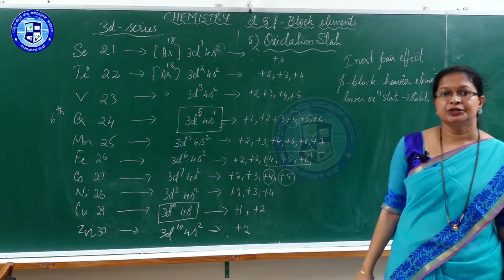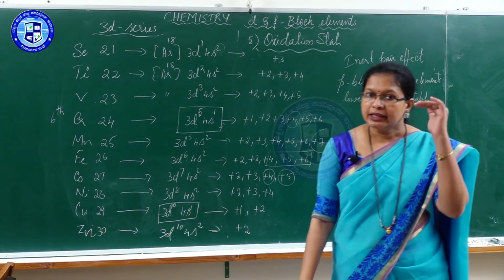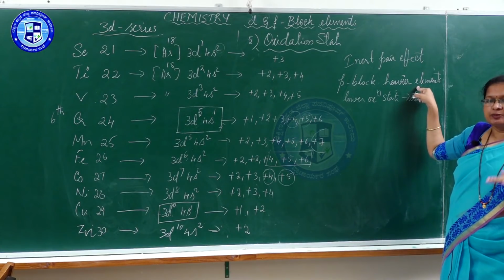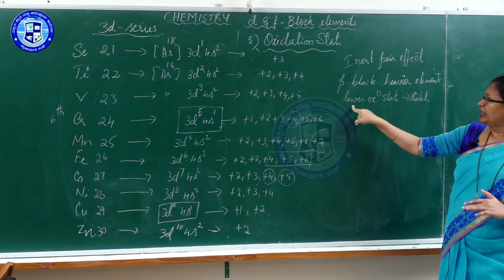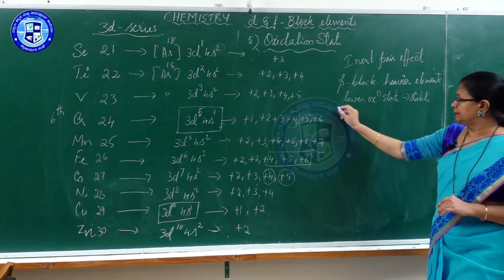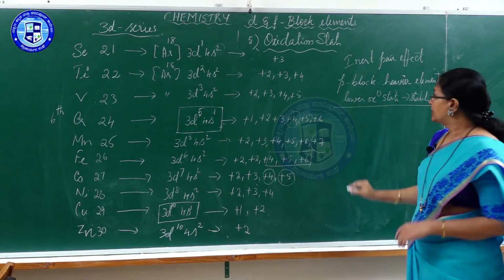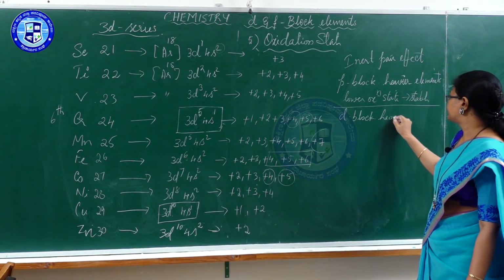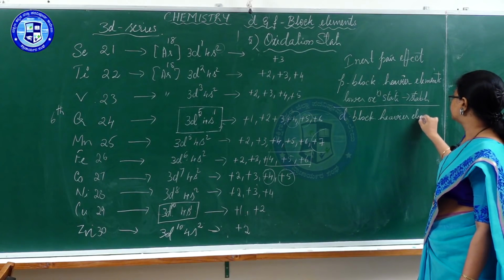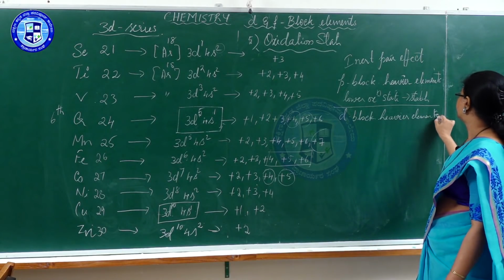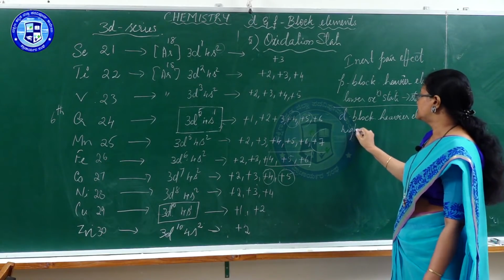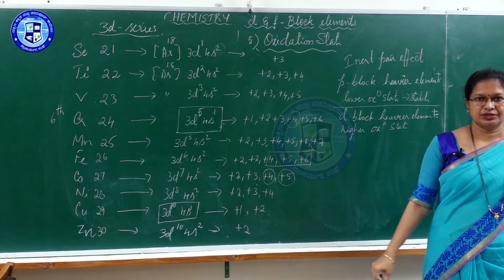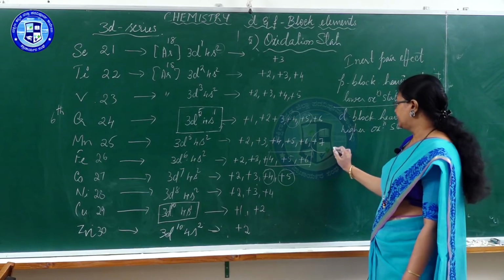In p block elements, due to the inert pair effect, in the lower elements, that is the heavier elements which exist at the lowest position of the periodic table, they prefer lower oxidation state. But in contrary to this, in d block, the heavier elements in each group prefer higher oxidation state.